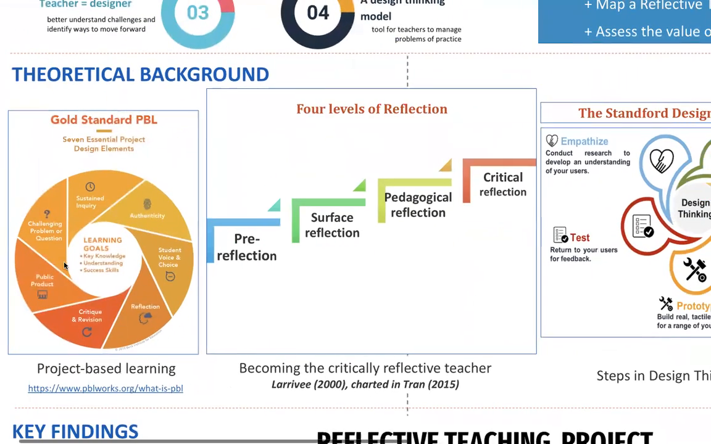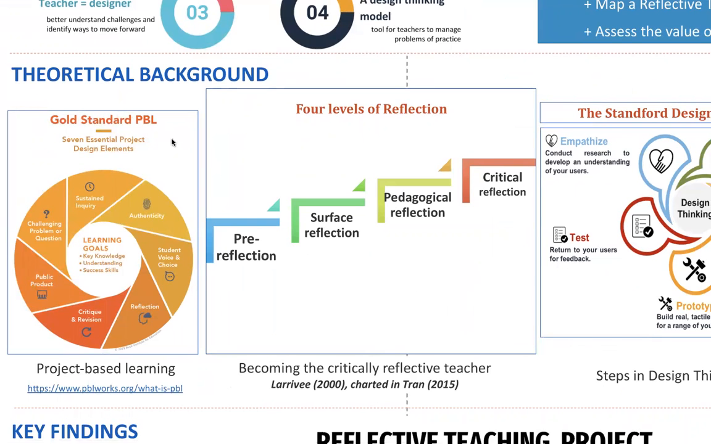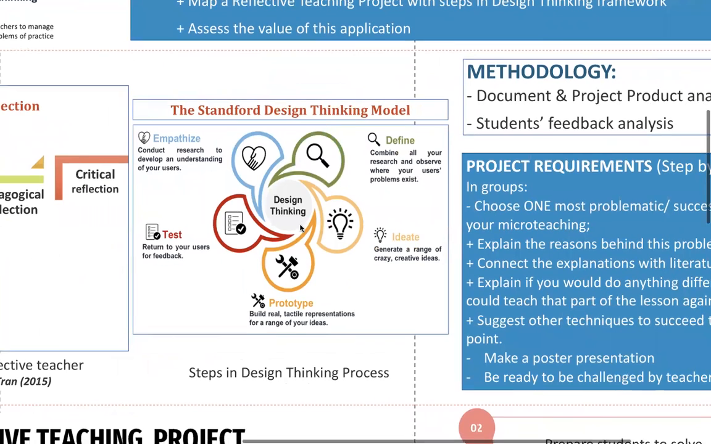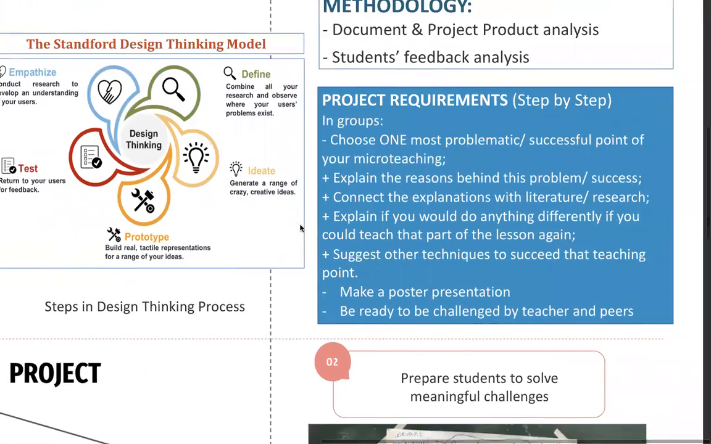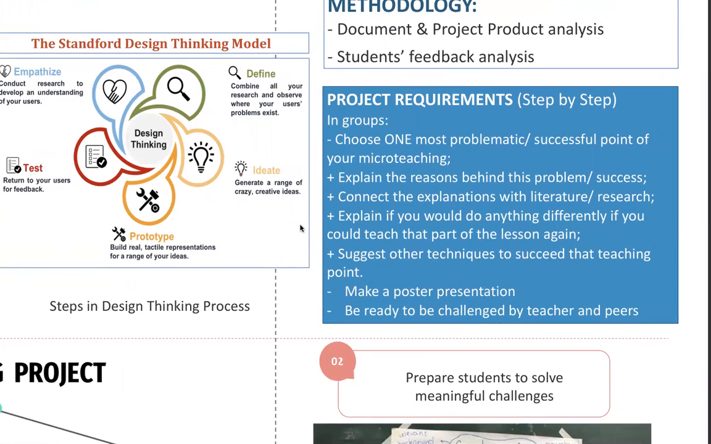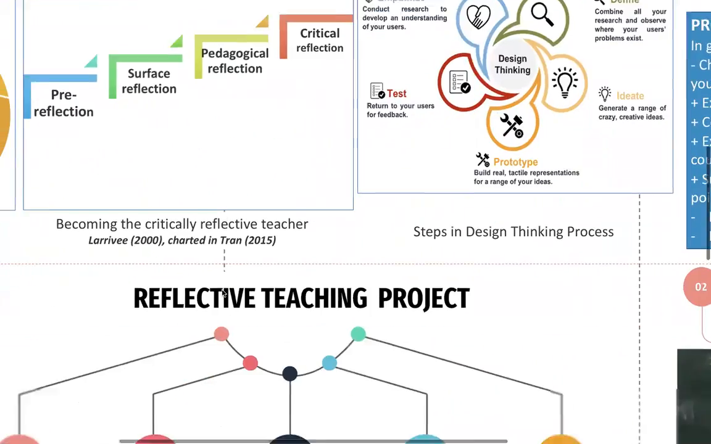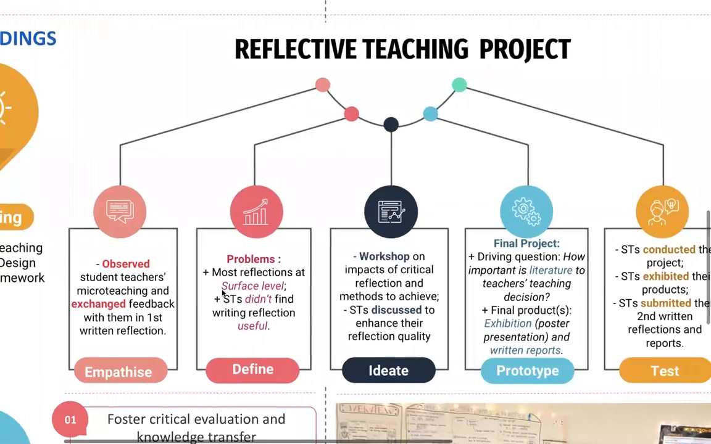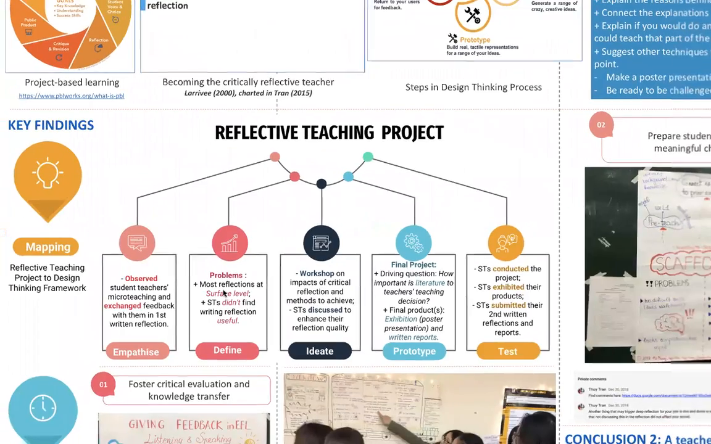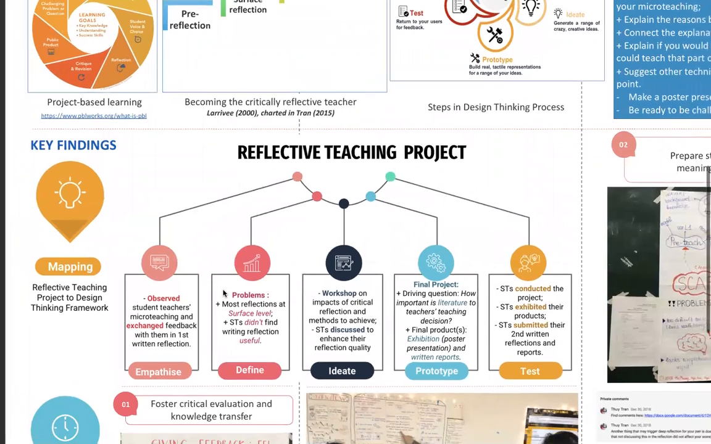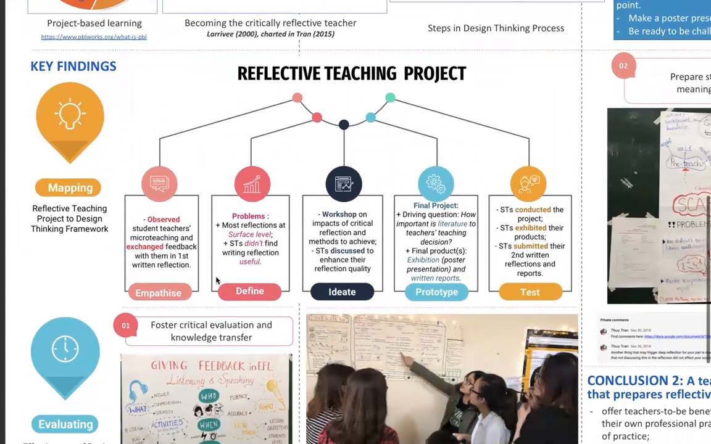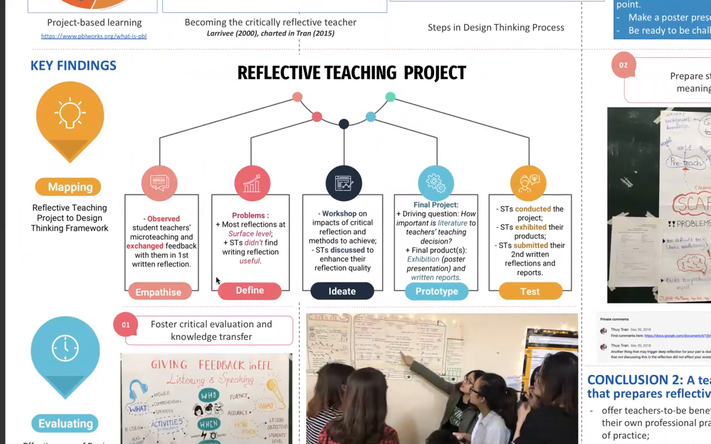So basing on these 3 principles as the theoretical background, I have come up with the project requirements for the students. I will return to the project requirements later on when I analyze the final project. And now let's look at how the reflective teaching project can be mapped with steps in the design thinking process. So these are our key findings.